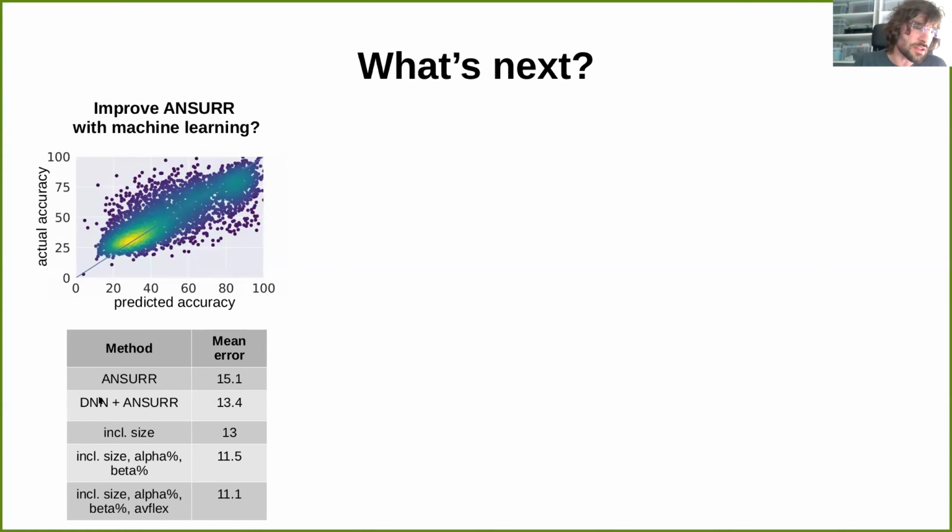And then if I start to feed in some other features such as size or secondary structure content or the average flexibility, then these predictions continue to improve. So what I'm hoping is that the network is learning how to account for different types of proteins, and that this might be a way to improve ANSURR as a validation method in general.